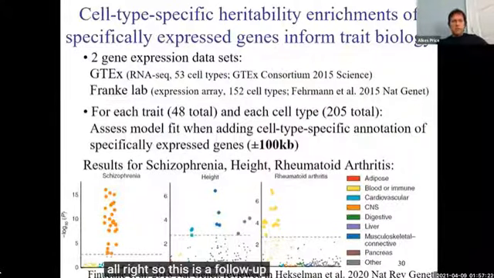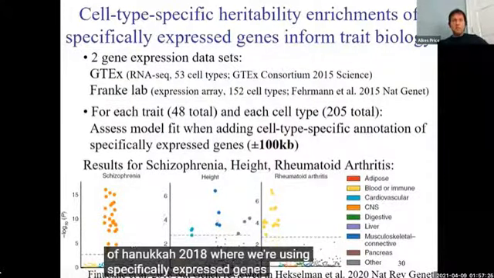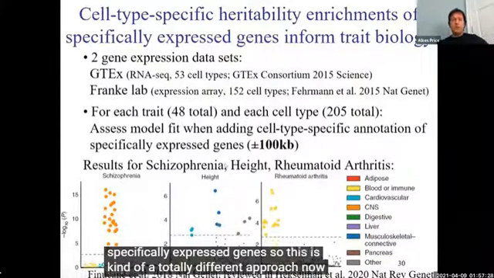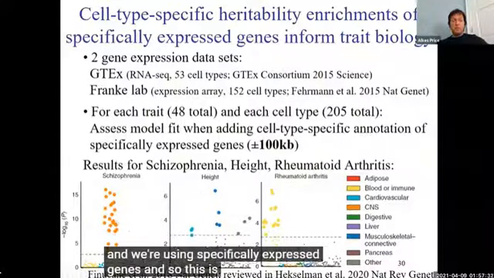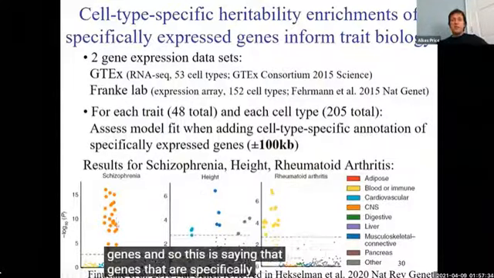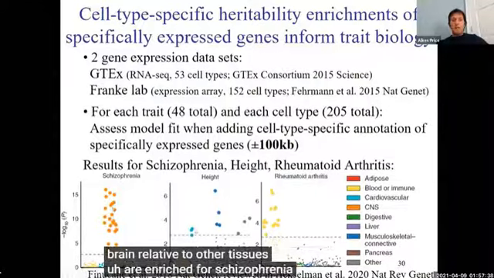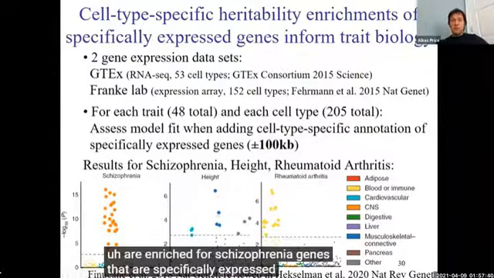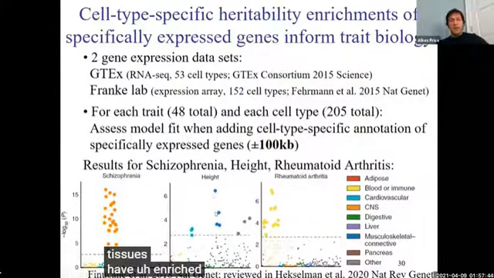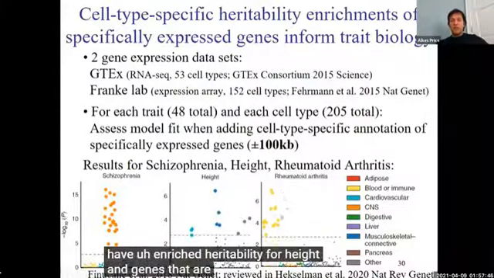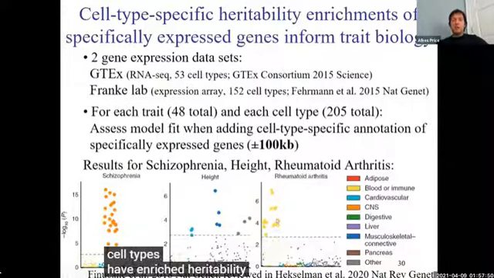All right, so this is a follow-up paper, Finucane 2018, where we're using specifically expressed genes. So this is a totally different approach. Now we're getting into gene expression data, and we're using specifically expressed genes. This is saying that genes that are specifically expressed in brain relative to other tissues are enriched for schizophrenia. Genes that are specifically expressed in connective tissues compared to other tissues are enriched for heritability for height, and genes that are specifically expressed in blood cell types or immune cell types have enriched heritability for rheumatoid arthritis.